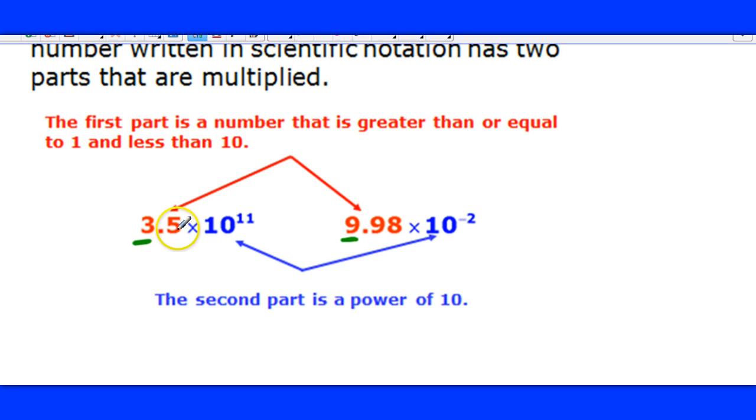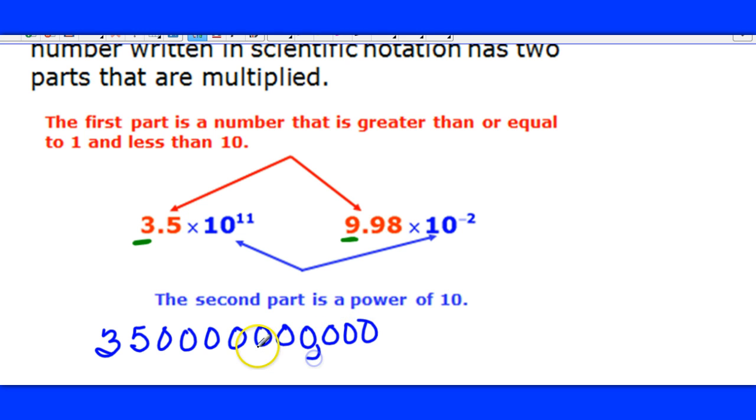3.5 is not a very big number, but the 10 to the 11th is what gives it its value, because this number right here is actually 3 and then 1, 2, 3, 4, 5, 6, 7, 8, 9, 10, 11 digits. That is a whole lot bigger than 3.5, isn't it? So that's what gives it its value, whether it's a larger value or a smaller value.